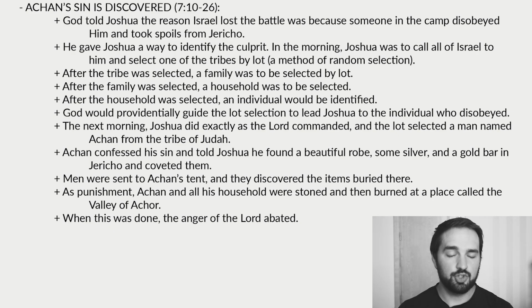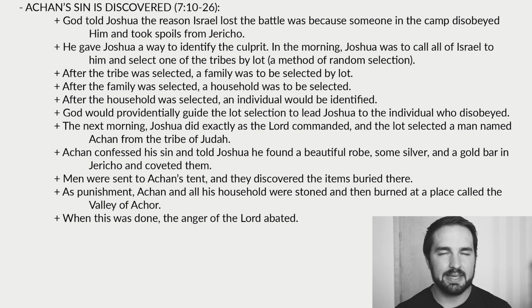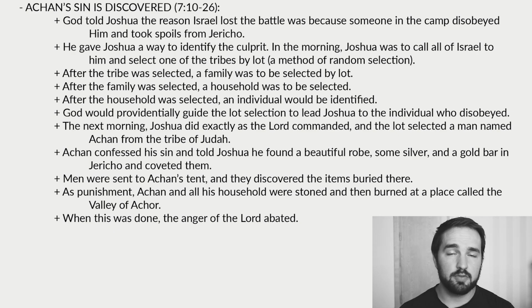When confronted, Achan didn't try to hide his sin. He confessed to Joshua that when he was in Jericho, he saw a beautiful robe, some silver, and a bar of gold, and he coveted them. Men were sent to Achan's tent, and the items were discovered buried underneath his tent in the ground. The punishment was severe, which I think it should have been because 36 people lost their lives because of this. Achan and his household were stoned, and then all of his household was burned at a place called the Valley of Achor.